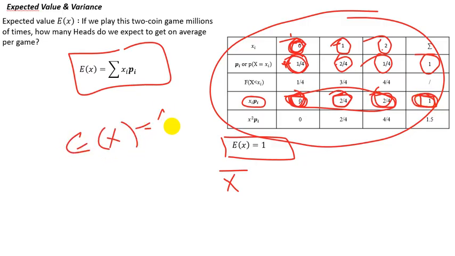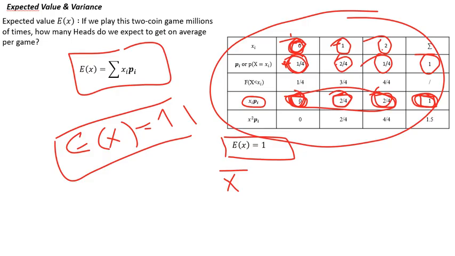So what does this mean? If I play this game millions of times, I expect to get an average of 1 head, because I have a 2-coin game. If I throw a coin twice, I expect to get 1 head, which means 1 head and 1 tail, because the probability here is 50% for each one.